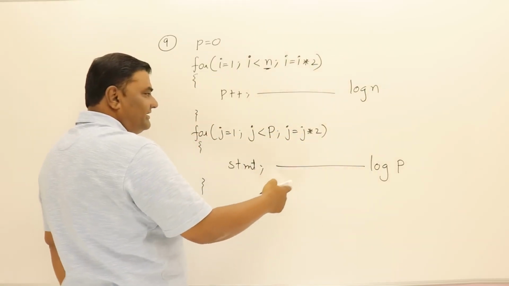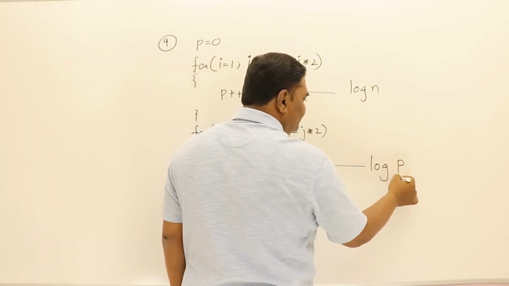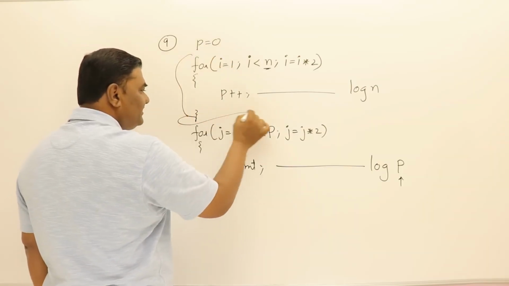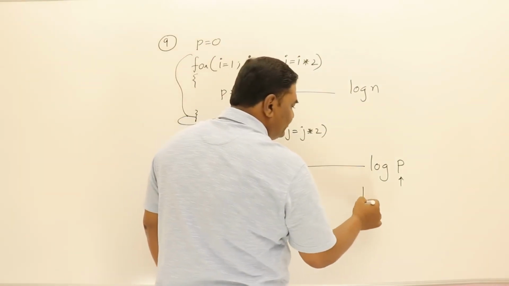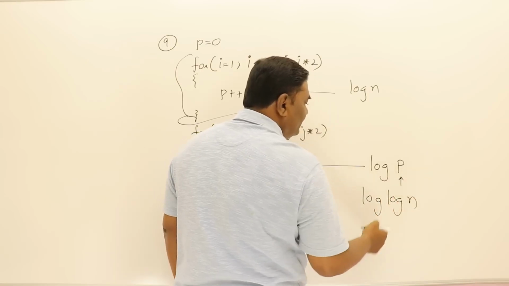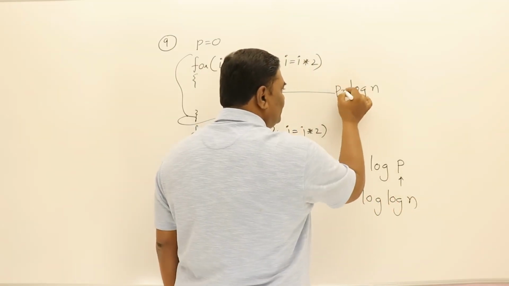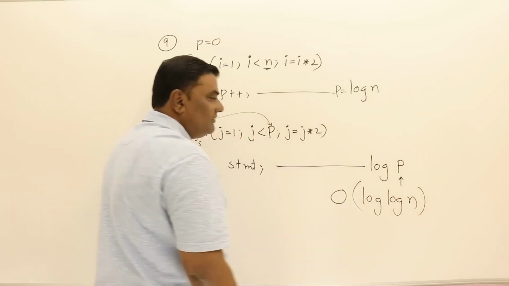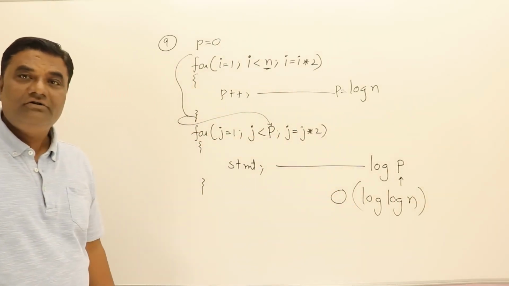And this statement will repeat for log p times. So what is p? P is evaluated here and it is used here. Right? So this is log of log n. As p is equal to log n, so it is log of log n. So the time complexity is order of log log n.